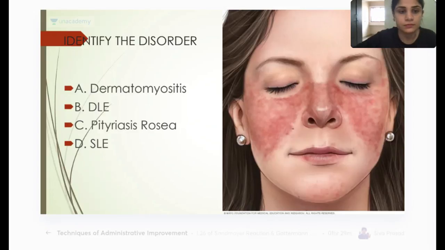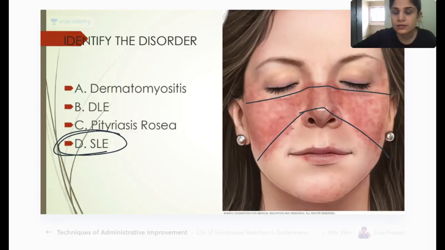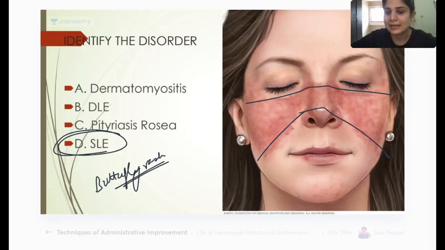Okay. Very good. So this is nothing but SLE. What is this particular rash of SLE called, present over the malar area? This is called the butterfly rash. Very good. Now, any other things that will help you identify this? Will the patient come with any other lesions? And what are the antibodies that you will try to find in her?